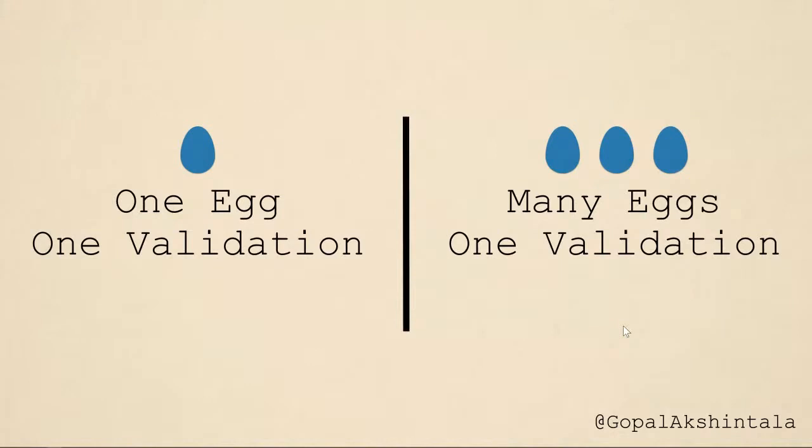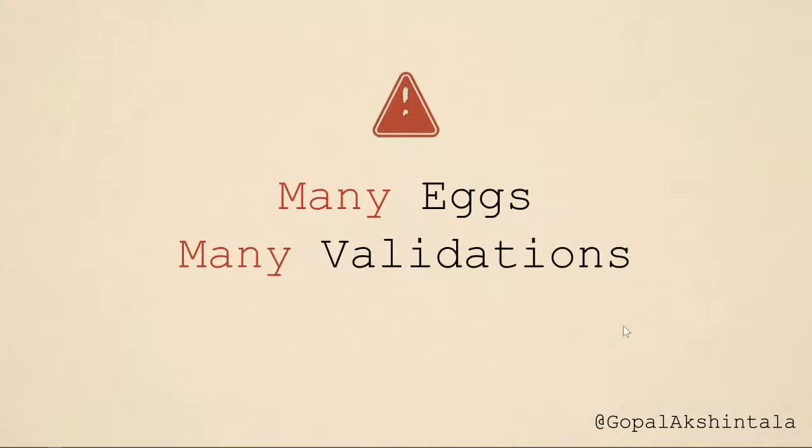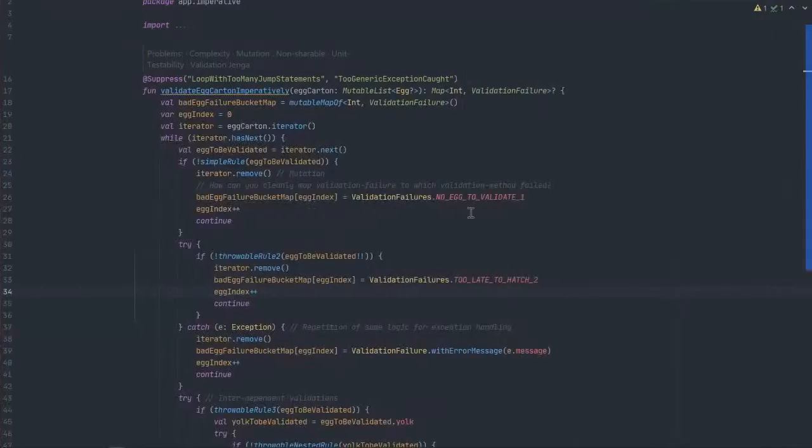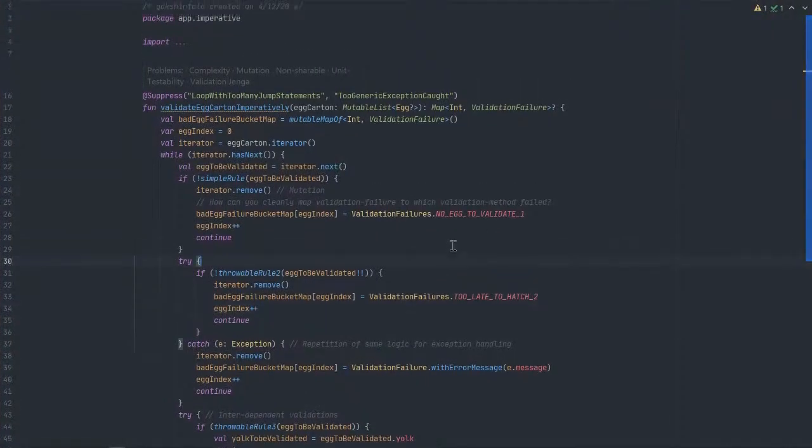It's still okay. I just have to loop over all the eggs, pass them into the validation, and then I get back a list of results. It's not that difficult. But the moment I have many eggs and many validations, life really gets complicated. So imagine I do the same in an imperative style.